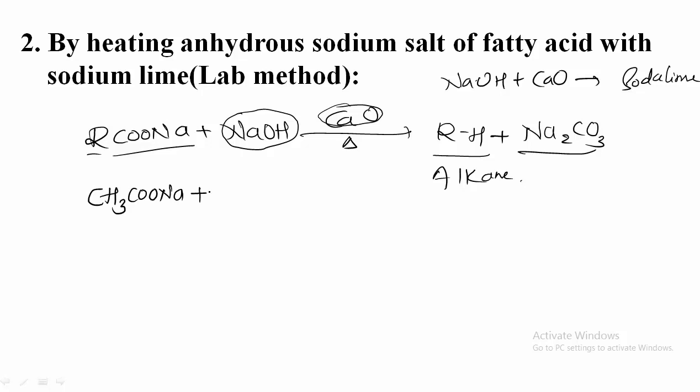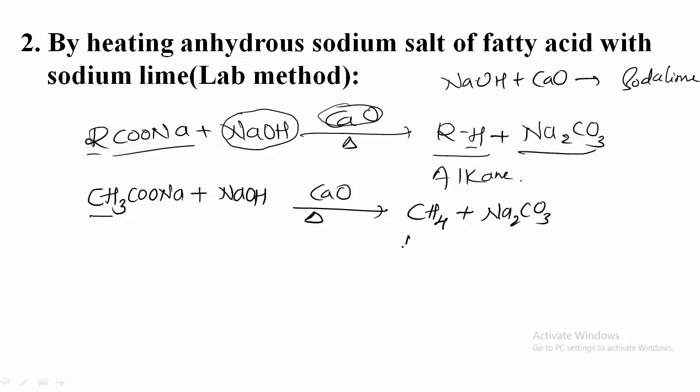COONa plus NaOH, CaO. Upon heating, we will get, here R means what? CH3. Okay, here I have taken CH3. Along with that, another H is there. So I will write CH4 plus Na2CO3. So therefore, we will get alkane, that is methane.